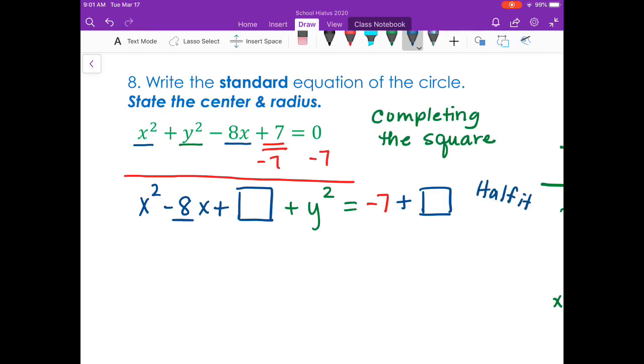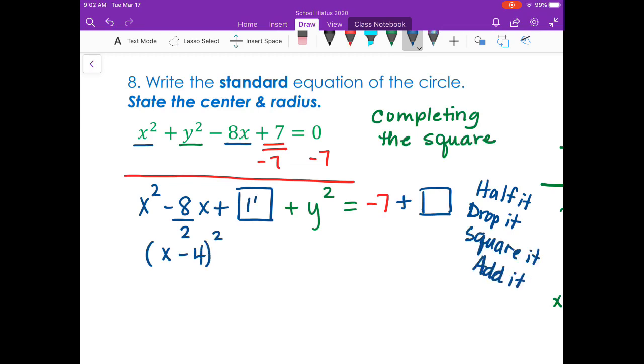Looking at the b term for our x family, we'll take half of it, drop it into parentheses, square that number, and add it to both sides of the equation. If your b value is negative, your sign in the parentheses will be negative, and if it's positive, the sign in the parentheses will be positive. The perfect square that you add to both sides of the equation will always have a positive value. Bring down your y squared term and combine like terms on the right to complete the equation.